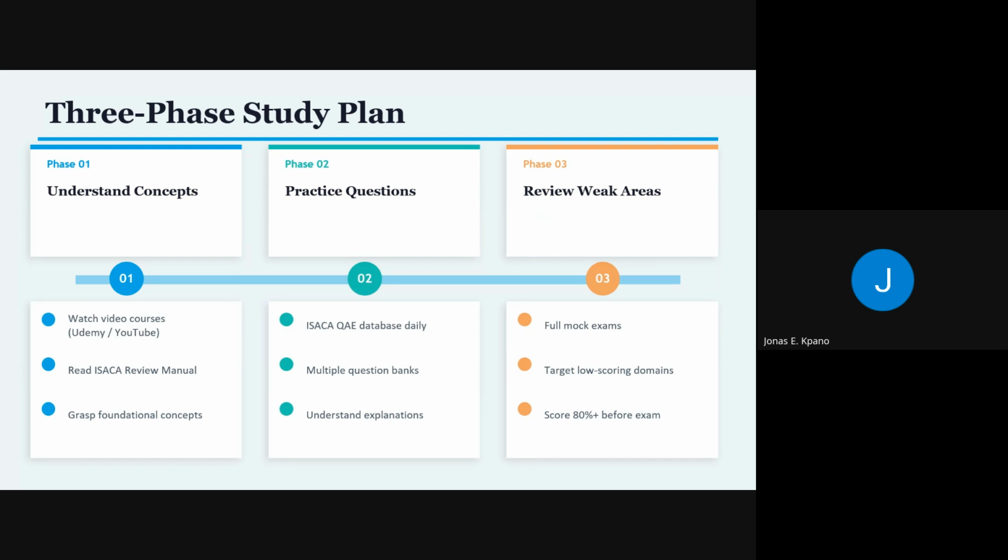And when taking this mock test, you need to target around 80% before the exams. You need to target that, okay, when you take the mock test, you know that yes, you are hitting this 80% mark before the exams.